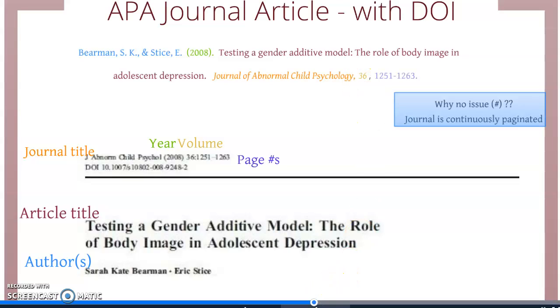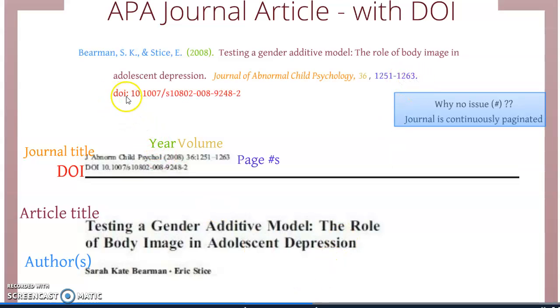We follow that with the page numbers of the entire article, and then when we have a DOI, we include DOI colon and then the 10 dot number, which is the actual DOI number. Sometimes we'll see http://dx.doi.org. That's okay if you include that. Just be consistent with all the DOIs in your paper, and make sure if you include something that is a hyperlink that you actually remove the blue and underline.